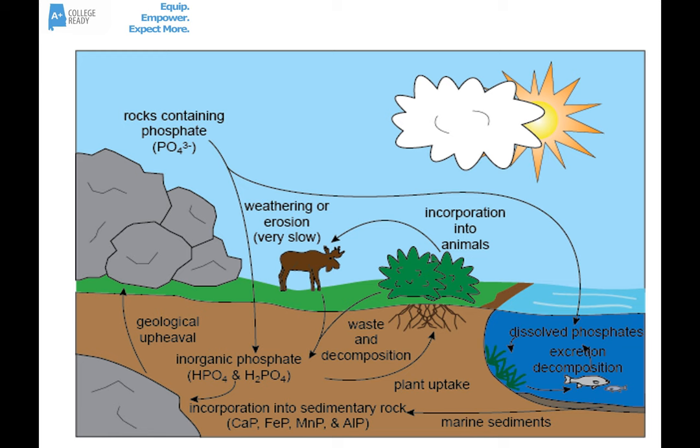So here we see the phosphorus cycle. Again, most of Earth's phosphorus is contained in rocks as phosphate. We get weathering and erosion, which release it. It gets taken up by plants or algae, which use it to make their phosphorus-containing organic molecules. Animals get the phosphorus they need by eating the plants or other animals that ate the plants.